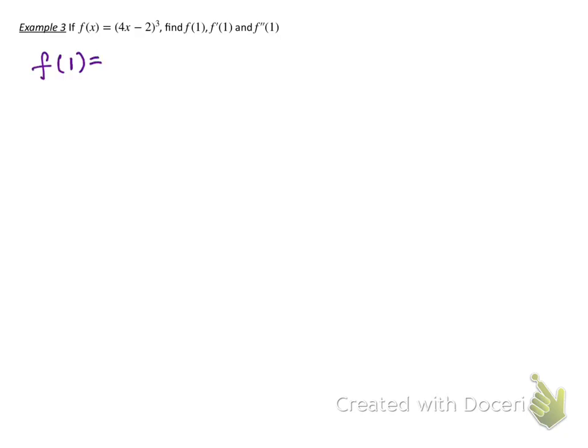f(1), you just plug in 1. (4 times 1 minus 2) to the third power. This will be 2 to the third power, which is 8.